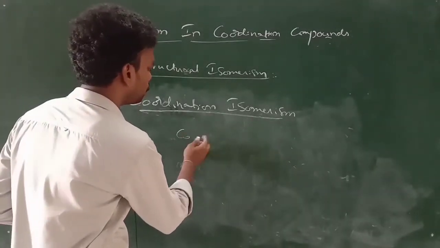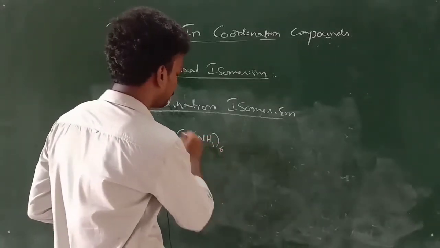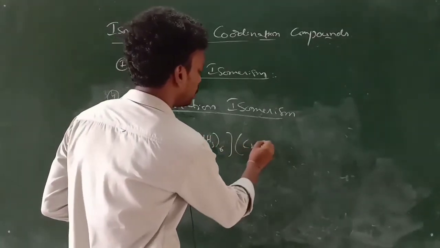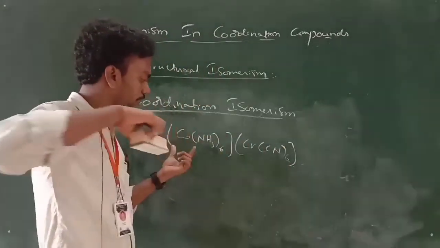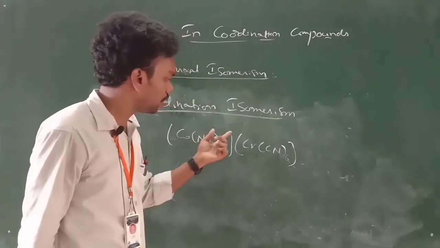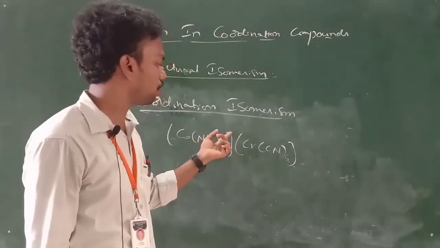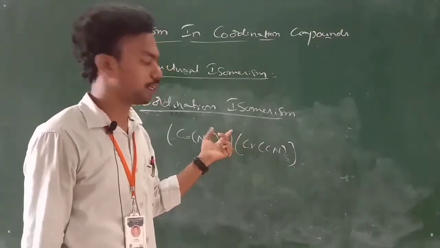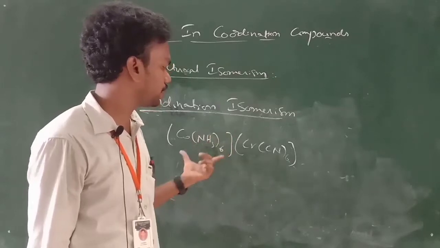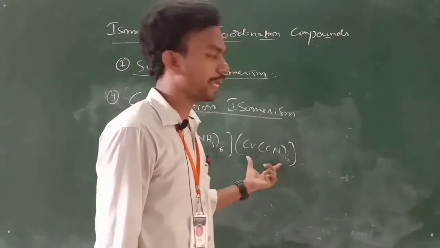Let's say [Co(NH3)6][Cr(CN)6]. Here, since ammonia is a neutral ligand, the charge on the complex [Co(NH3)6] is 3 plus, because the other part is 3 minus, and this is balanced by 3 plus. [Co(NH3)6] 3 plus is the cationic complex, and [Cr(CN)6] 3 minus is the anionic complex.